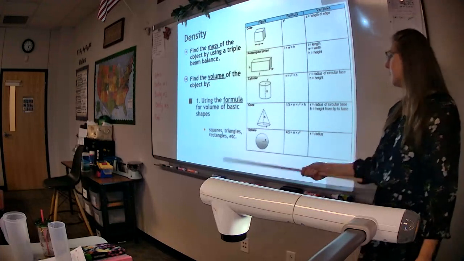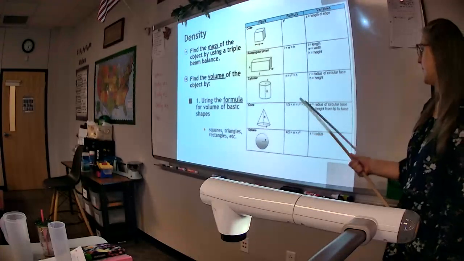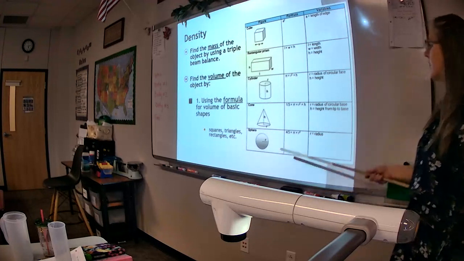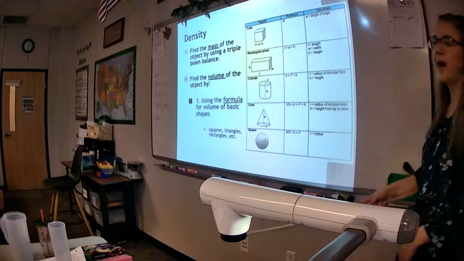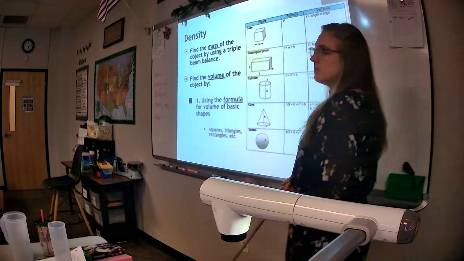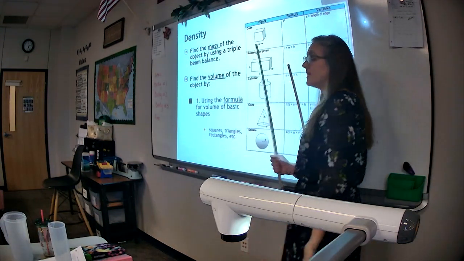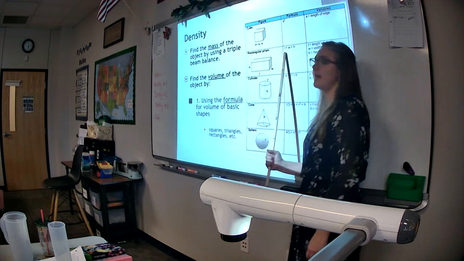If it's a cone, 1/3 times pi times the radius squared times height. If it's a sphere, 4/3 times pi times the radius cubed. These are all formulas that we have in math. We just know those work. In that case, we don't have to measure it with displaced volume. We just know how to find it.